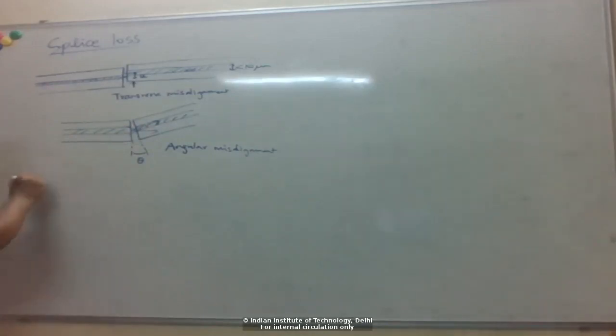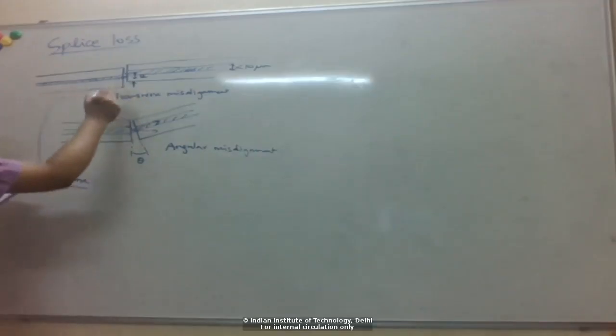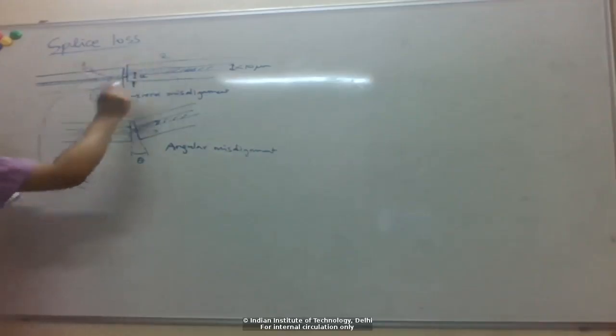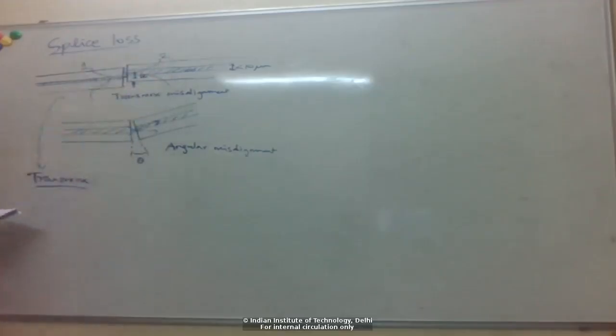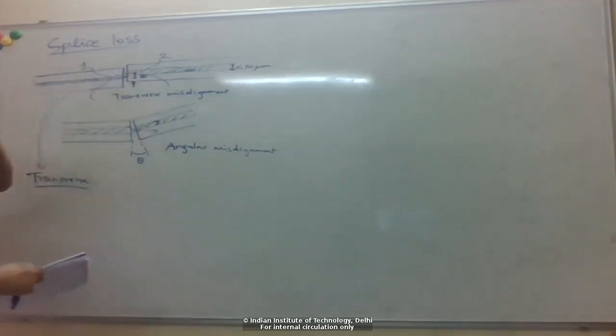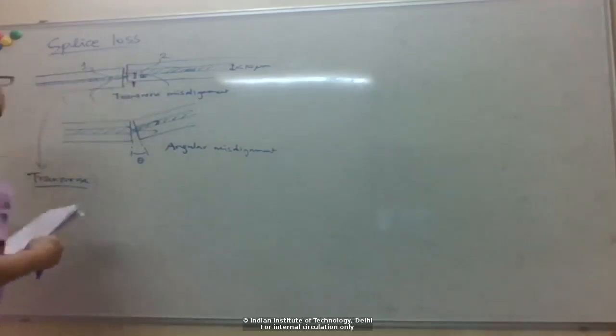Okay, so for this transverse misalignment, basically what we can do is, let's say this is fiber 1, this is fiber 2, so this has some mode here, this also has some mode here. Again, we are looking at the fundamental mode, right? So we can assume or we can approximate them by Gaussians, right?